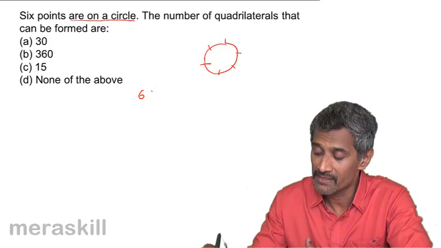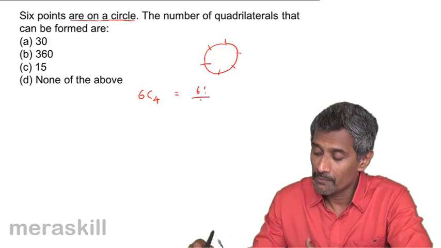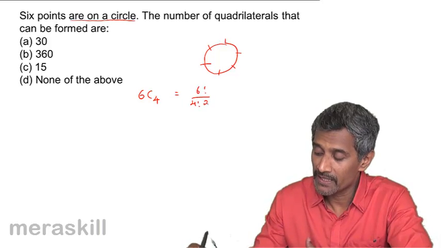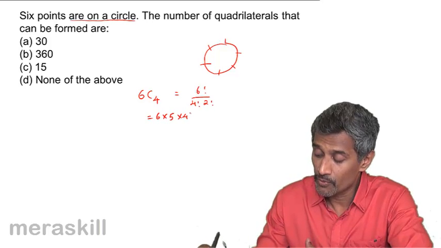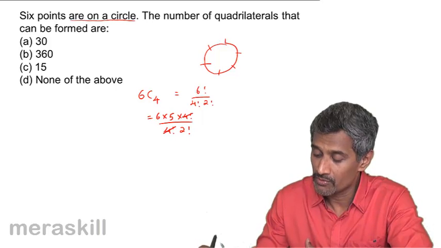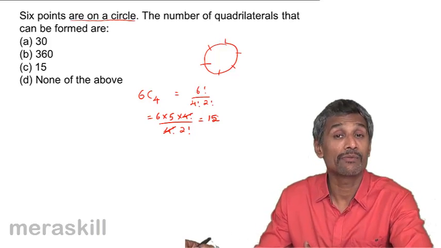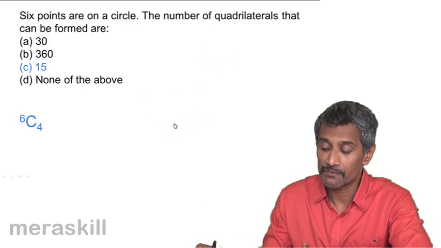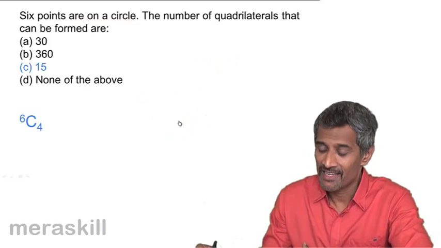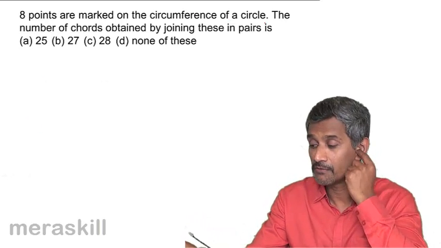So it's going to be 6C4, which is 6 factorial upon 4 factorial into (6 minus 4) factorial, 2 factorial, which is 6 into 5 into 4 factorial upon 4 factorial into 2. This is 30 by 2, 15. Hence, we can make 15 such quadrilaterals, because it's 6C4, and yes, we do have it as 15.